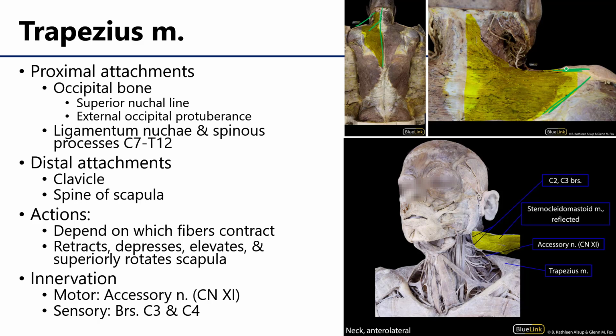The trapezius muscle is innervated also by the accessory nerve, cranial nerve 11, and like the SCM, its sensory branches are being conducted via different nerves altogether. In this case, fibers of cervical nerves C3 and C4.